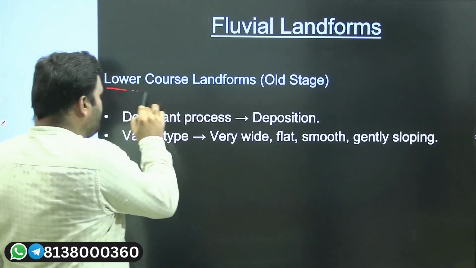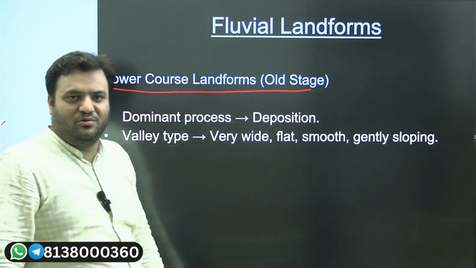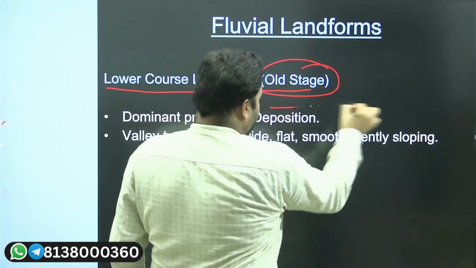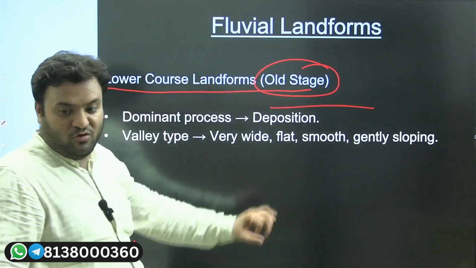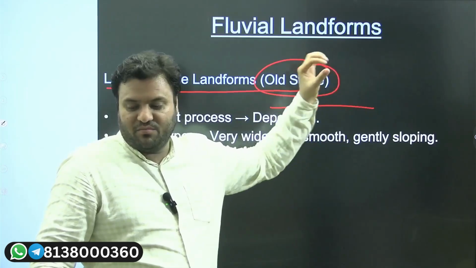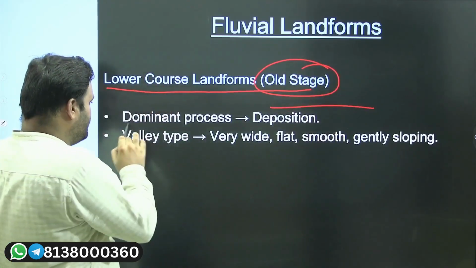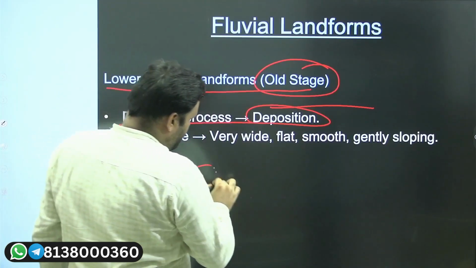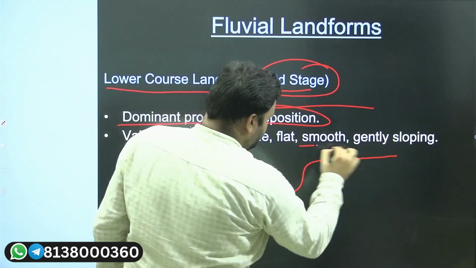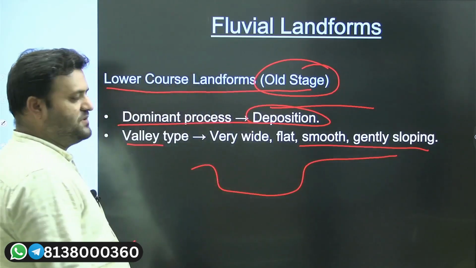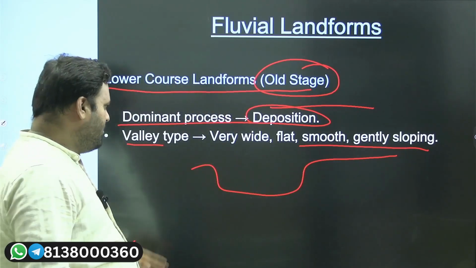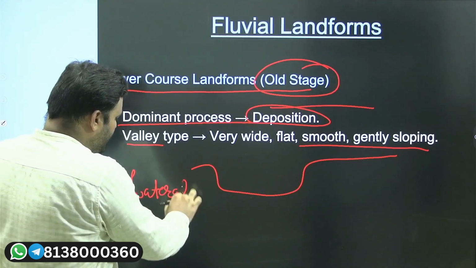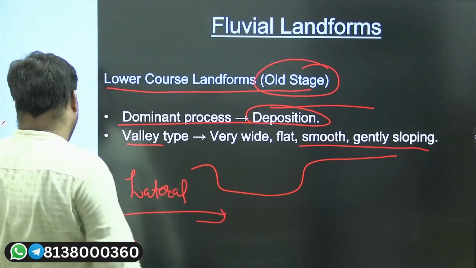Now we are entering into the lower course. The water is entering the lower course, the old stage. And why old stage? Because we have a gentler slope. As a result of the gentler slope, deposition will take place, and deposition will be the dominant process. We will have very wide, smooth and gentle valleys, specifically because here we have more lateral erosion and more deposition taking place.